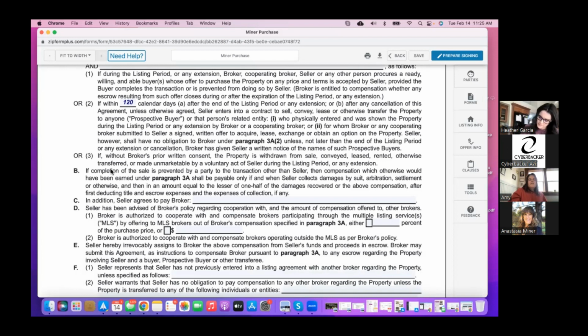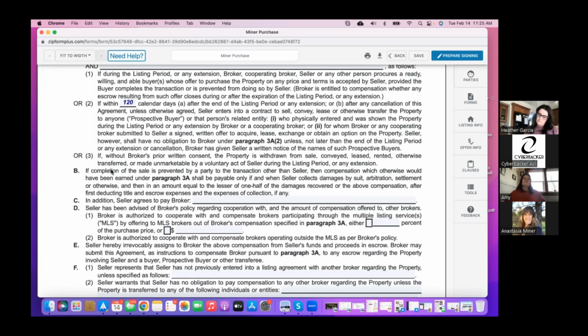Or the third way is without broker's prior consent, the property is withdrawn from sale, conveyed, leased, rented, or otherwise transferred or made unmarketable by a voluntary act of the seller during the listing period or any extension. Right? So if we have a listing agreement in place and the seller turns around and decides, hey, I decided to rent it, I found renters for the property, you could be like, actually, I'm due a commission because the property is no longer available for sale. And this is part of our listing agreement. Whether you decide to hold somebody's feet to the fire in that situation is up to you. And in most cases, your seller probably should have had a conversation with you before looking for renters to let you know that, hey, we're thinking about taking it off the market.